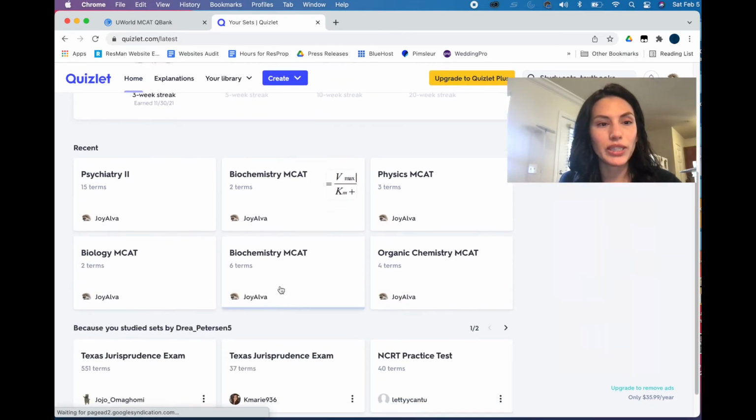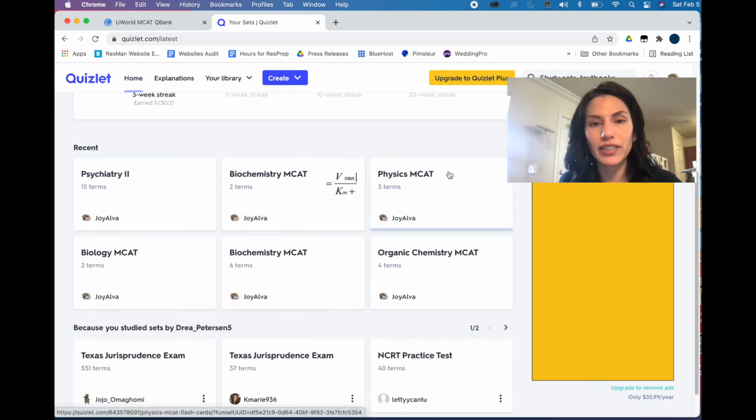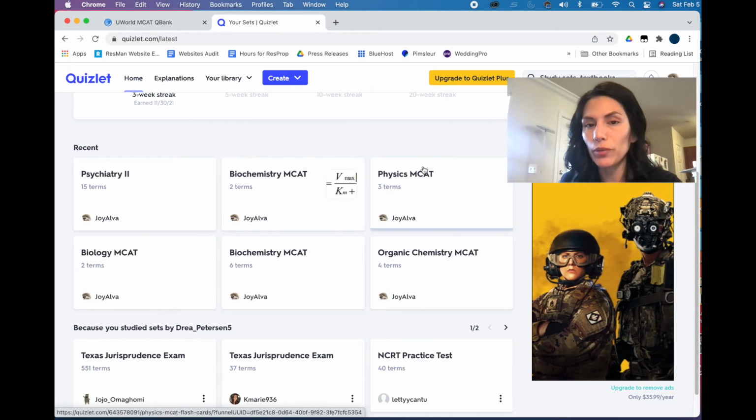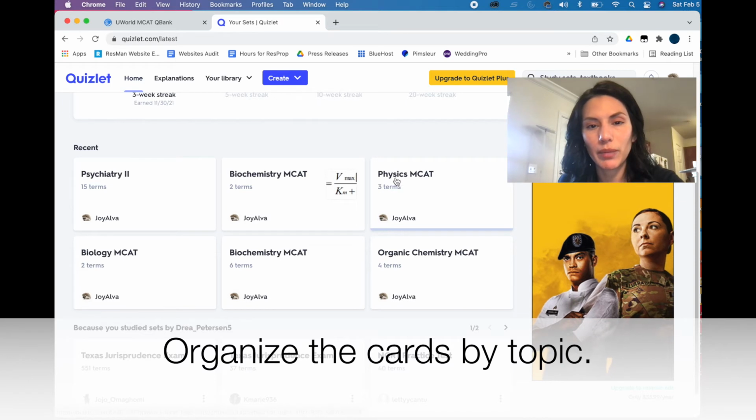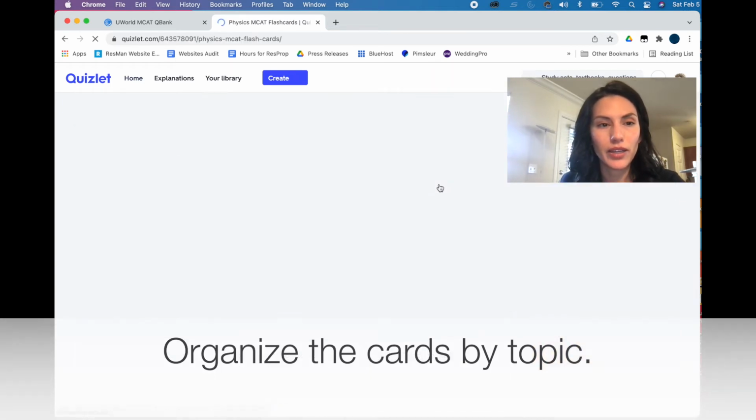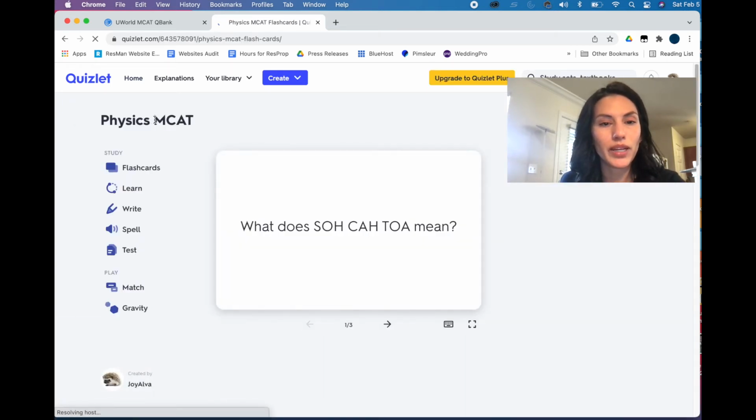The question I just did was in physics, right? So I have a physics deck already created. So this is a group of physics cards. There's only 3 in here that I've already created. So I'm gonna click on that. It's called Physics MCAT. Oh, and I already have that question here.